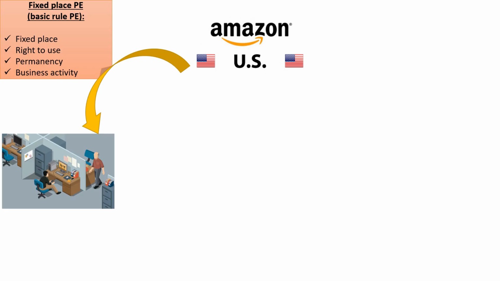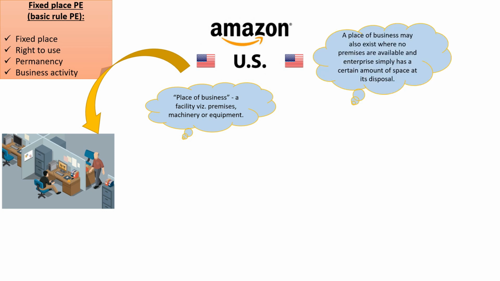As per Article 5.1, a fixed place PE is a fixed place of business through which the business of a foreign enterprise is wholly or partly carried on. Thus, a fixed place PE is triggered upon existence of a place of business, such as a facility or premises, or in certain instances, machinery or equipment.